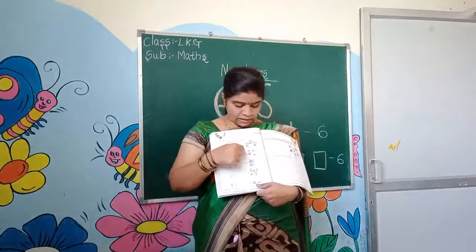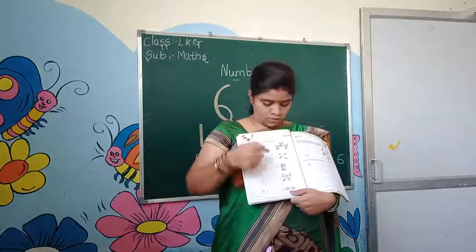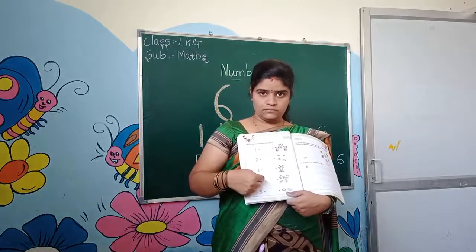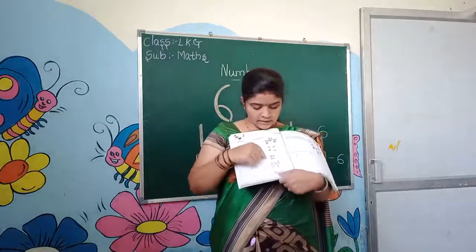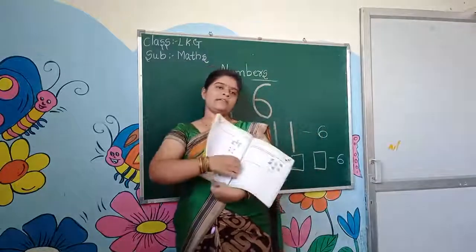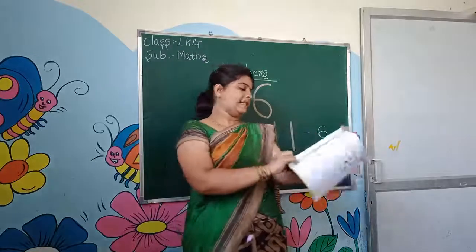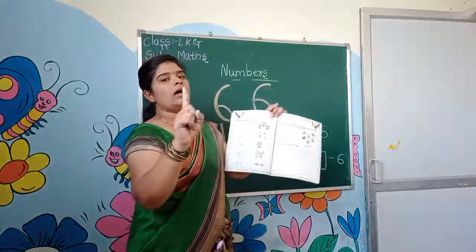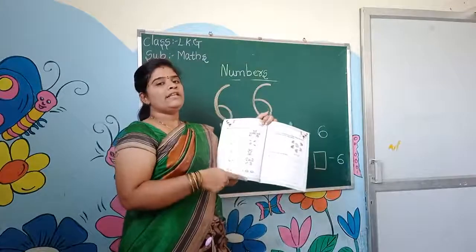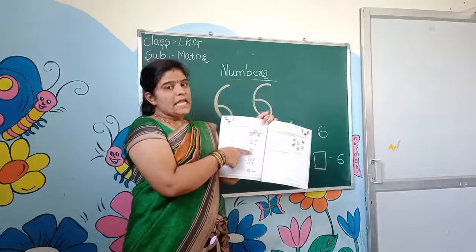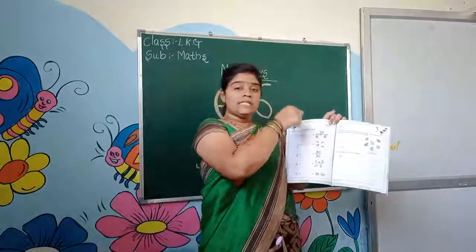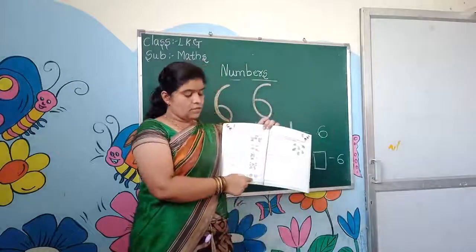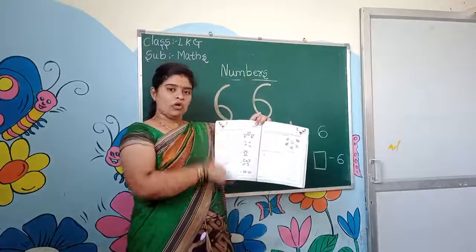Okay. Next one. How many honeybees are there? 1, 2, 3, 4. 4. How many dolls are there? What is this? A rabbit. How many rabbits are there? Only one. Then search for one. Where is the one? Yes. Join it. Like this, we have to do this page. You have to count the pictures and join the numbers.